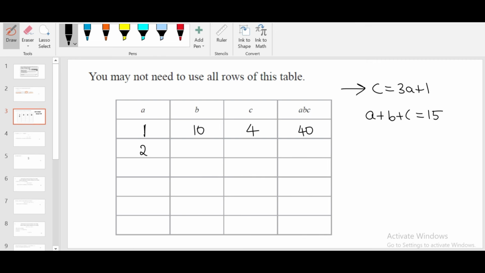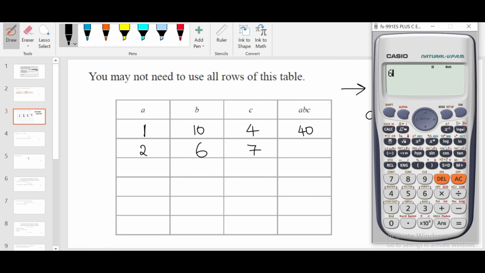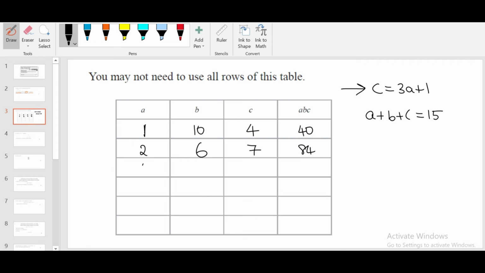And then if A is 2, C is definitely 2 times 3 is 6 plus 1, 7. B should be 6 in order for the total to be 15. So when you multiply this, 6 times 7 times 2 is 84. And then if A is 3, C will be 3 times 3 is 9 plus 1, 10. B is supposed to be 2 in order for the total to be 15. So when you multiply, you will get 60. And then if A is 4, C should be 3 times 4 is 12 plus 1, 13. This total is already more than 15. So you need to stop right here.